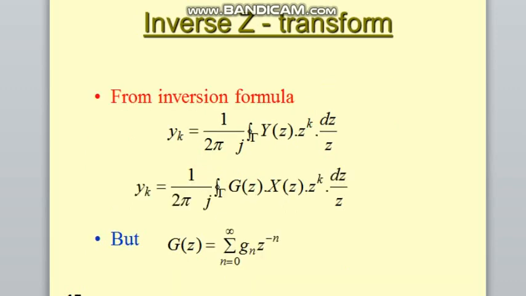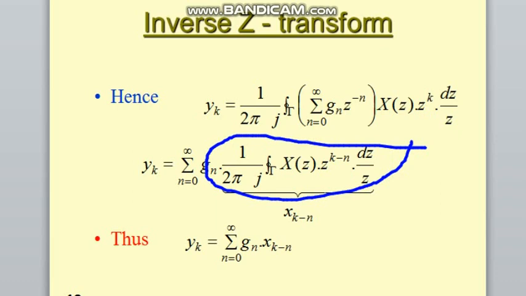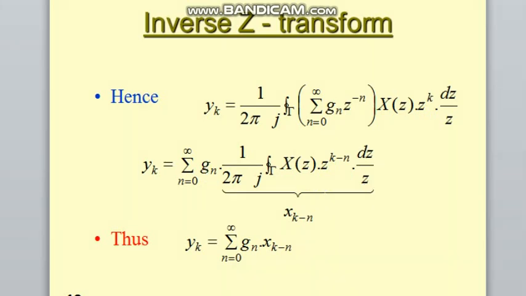Now from the inversion formula you can write it like that: 1 by 2πj Y(z) z to the power k dz, and Y(z) means G(z) X(z), the other things will be the same, but G(z) is equal to the sum from n equals 0 to infinity of g(n) z to the power minus n. And after that, the inverse transform looks like that. Just put the value here, and after calculating this, take the total value here as x(k minus n), then thus y(k) is equal to the sum from n equals 0 to infinity of g(n) x(k minus n). So that is the thing.